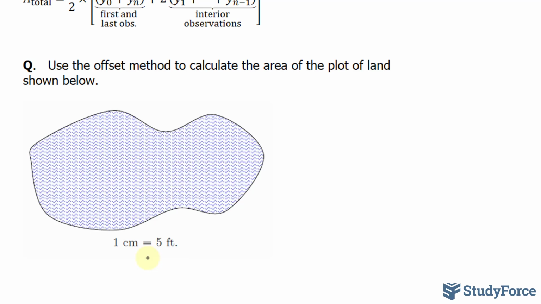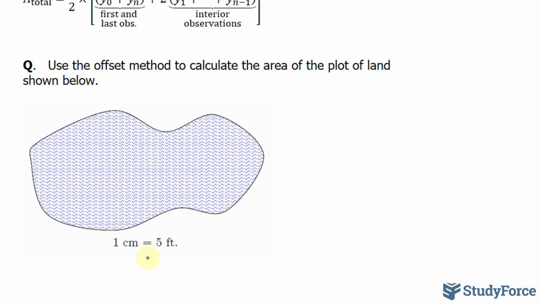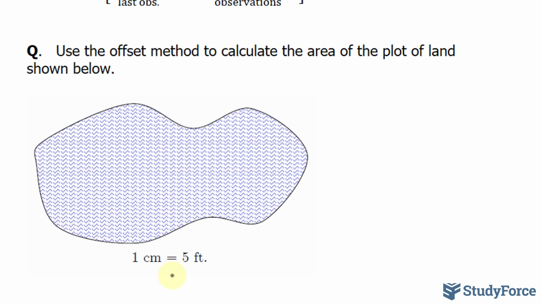Let's break this method down into steps. The very first step requires that you position a horizontal line along the broadest section of the shape. And what we're trying to do here is establish what we call the length line. So visually locate the widest region in the shape and extend a horizontal line from one end to the other. So using a ruler, we find that the length line here is 7.6 centimeters.